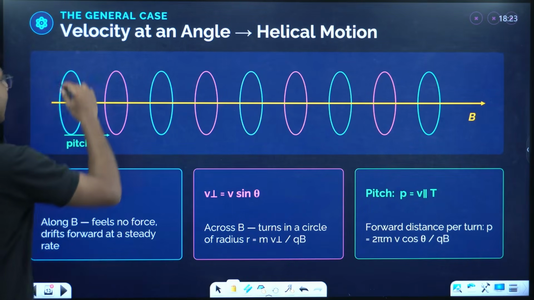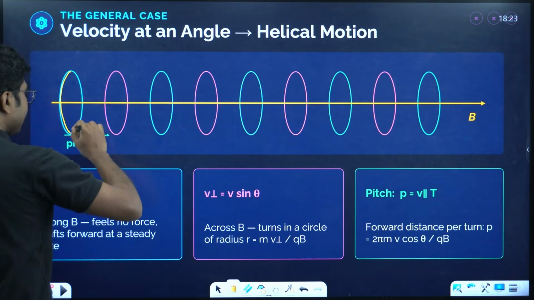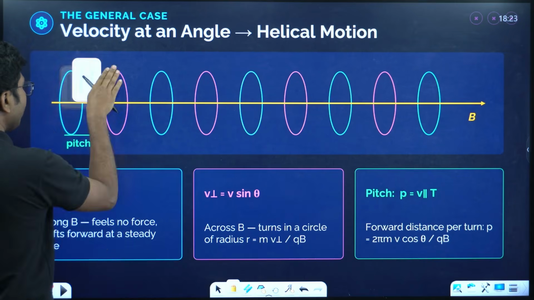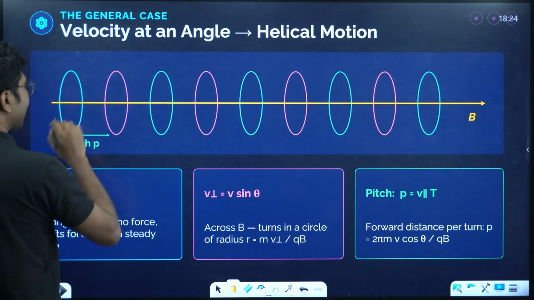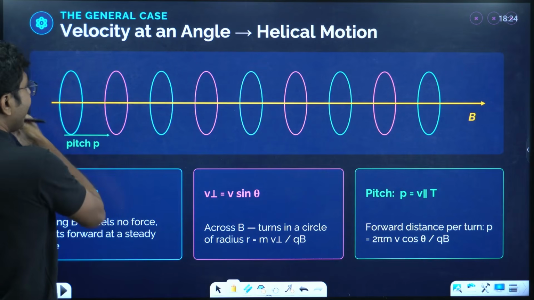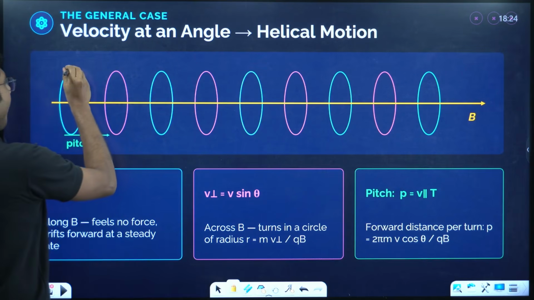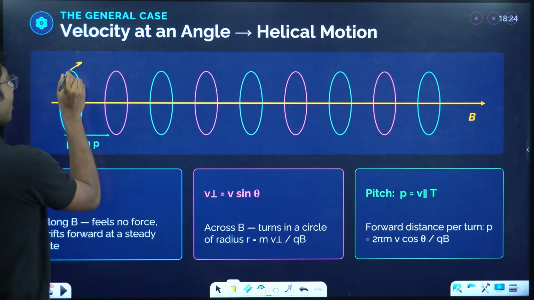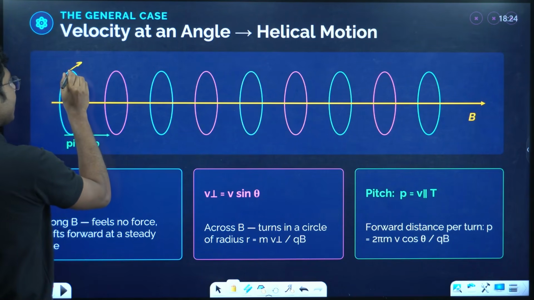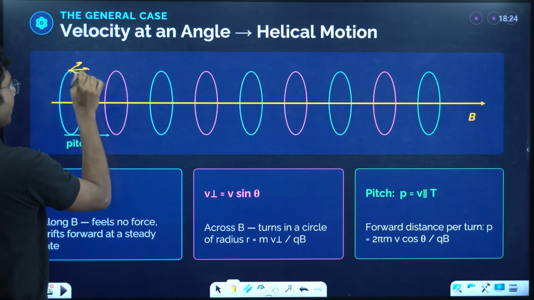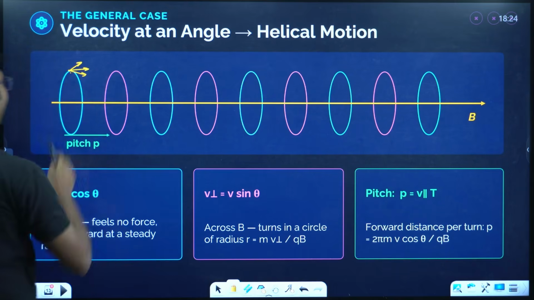The particle will continue its circular motion, but it will also continue with a linear motion. So what will happen, I will explain. Suppose this is the velocity which is not at 90 degrees. So you can find a component which is perpendicular to the magnetic field and a component which is not perpendicular to the magnetic field. Okay, you will have two components.